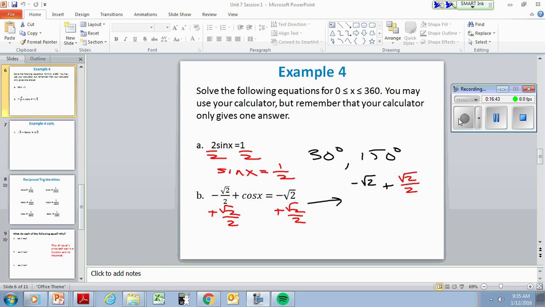Step 1. Put it over 1. What's the common denominator between 1 and 2? 2. Yeah, 2. You always want the bottom to be that. So I'm going to multiply 2 on the bottom.